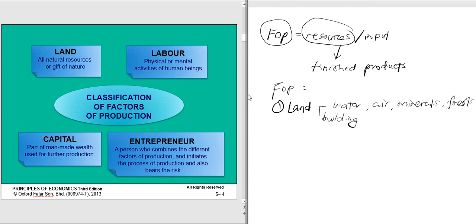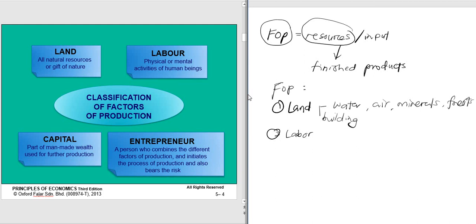And then the second one is labor. Labor is also an important element in your production. In order for you to create or to process a certain product, you need a certain number of labor. That will require the physical and mental abilities of a human.